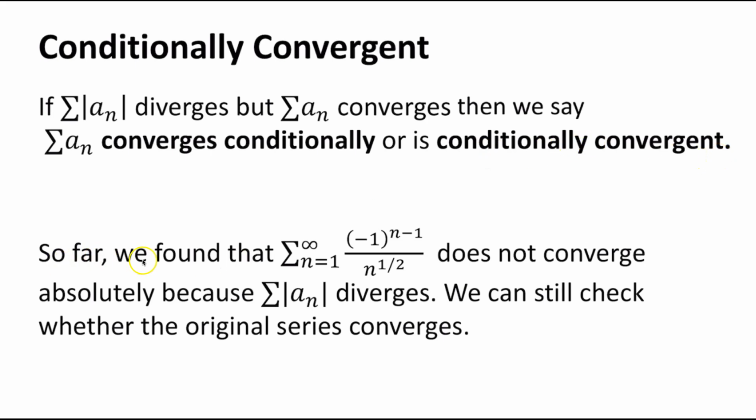So far, in that last example, we found that the sum of n equals 1 to infinity of -1 raised to the n minus 1 over n to the 1/2 does not converge absolutely because the sum of the absolute value of a sub n diverges. But we can still check whether the original series converges, the original one that has those negative terms.